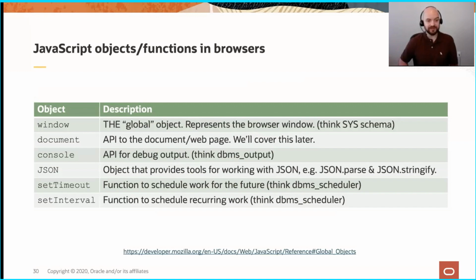Then we have the document object, and this is really the API to the underlying web page we'll talk about a little bit later. We have console, which you can think of as DBMS output put line if you use console.log. And then we have JSON for stringifying and parsing JSON data, and then set timeout and set interval for scheduling work you might want to do once in the future, or perhaps on a regular interval or basis. You can think of that a little bit like DBMS scheduler.